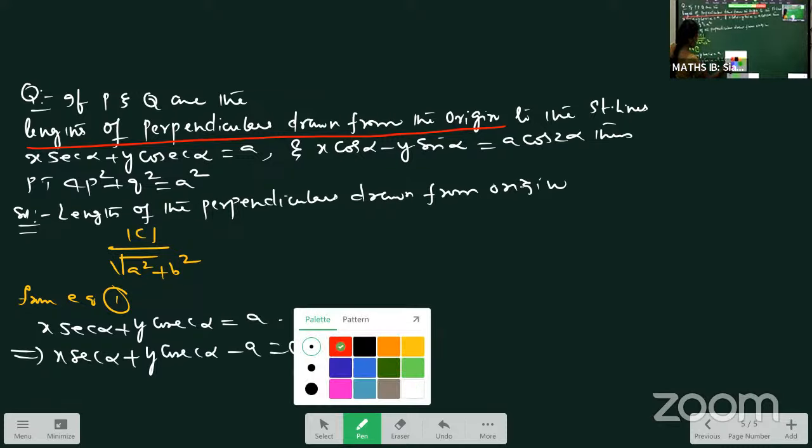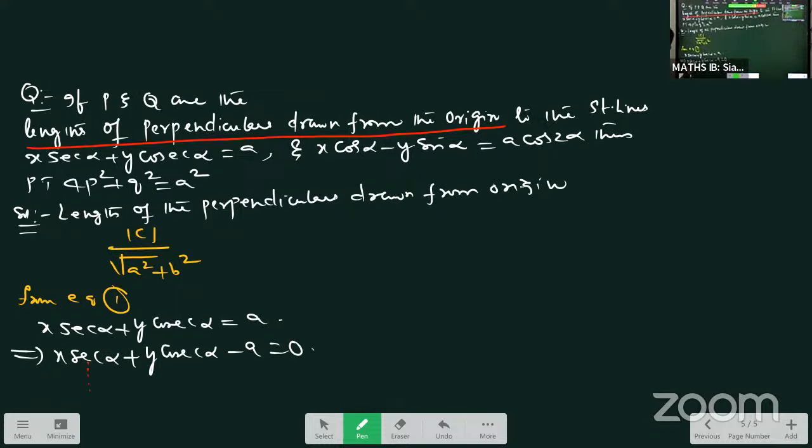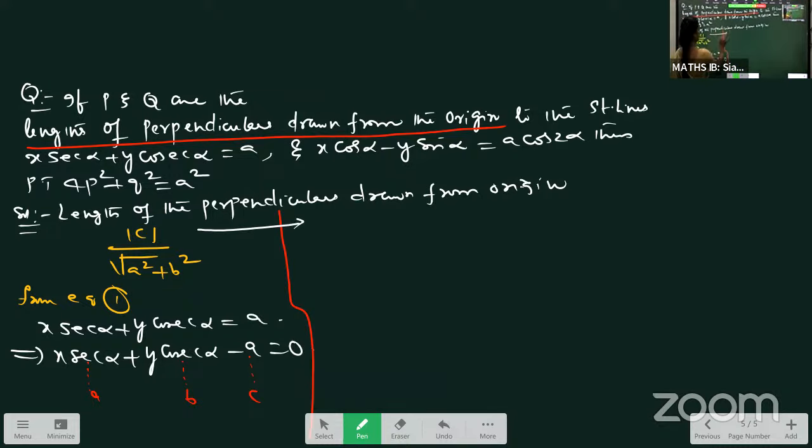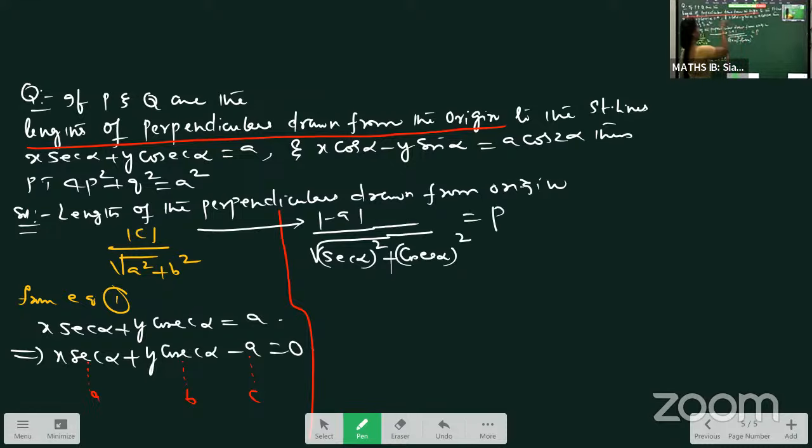In this one, this is A, this is B, this is C. Substitute there and name that one as P. So here I am applying the formula mod C by root over A square plus B square: minus A by root over A square, that is secant alpha whole square, plus B square, that is cosecant alpha whole square. And name this one as P.